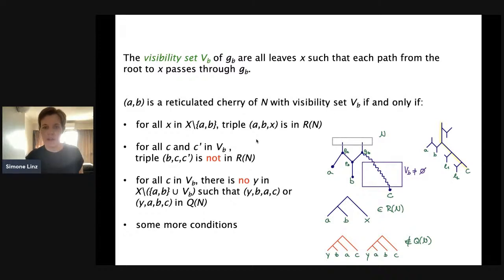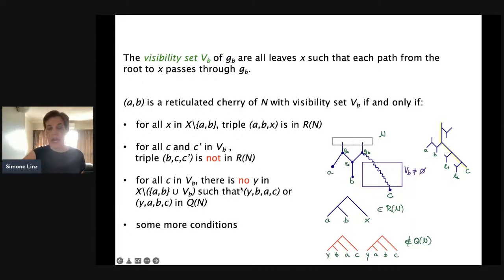So the quads are needed in this case here. And I want to give you a couple of quads that we do not want to see in Q of n if A, B is a reticulated cherry. So suppose that C again is an element in the visibility set. And we also have a set Y, which is not equal to A and B, and it's also not in the visibility set. So this means C is in the visibility set, so it belongs to the purple box, if you like, whereas Y belongs to the gray box, somewhere above A and B.